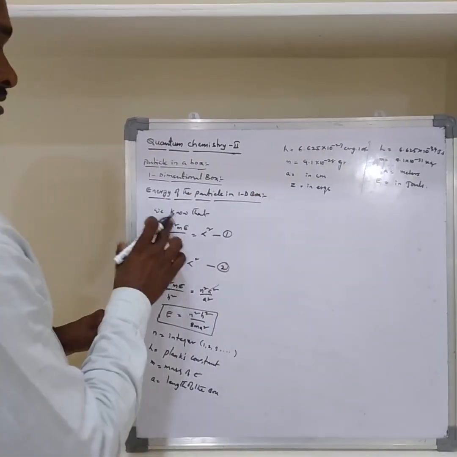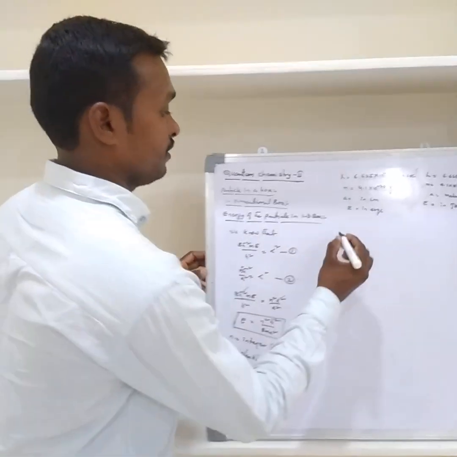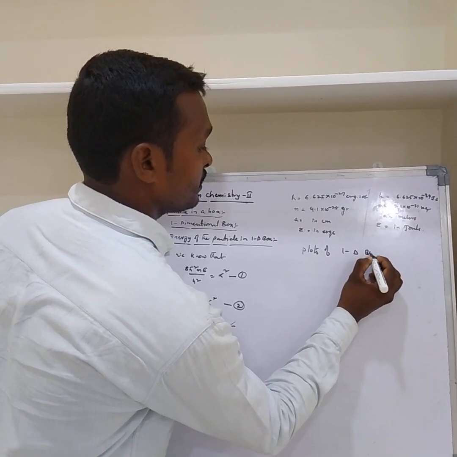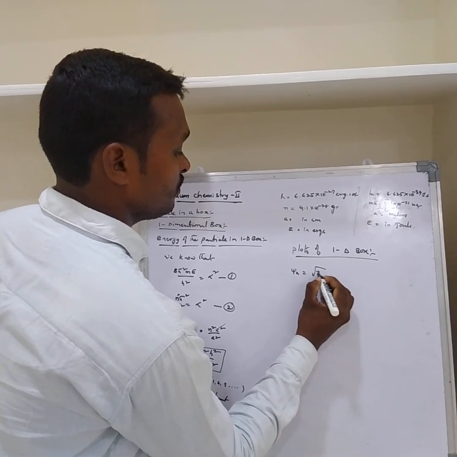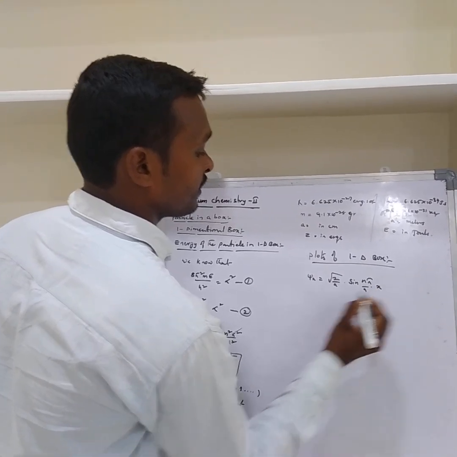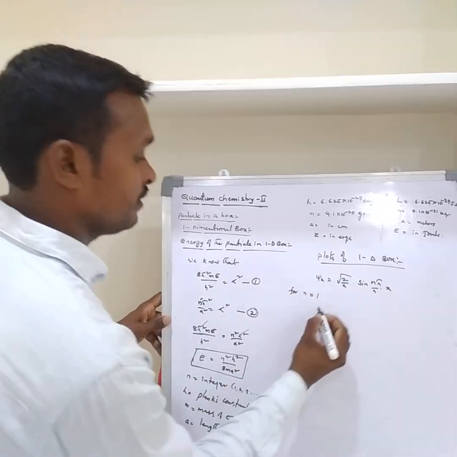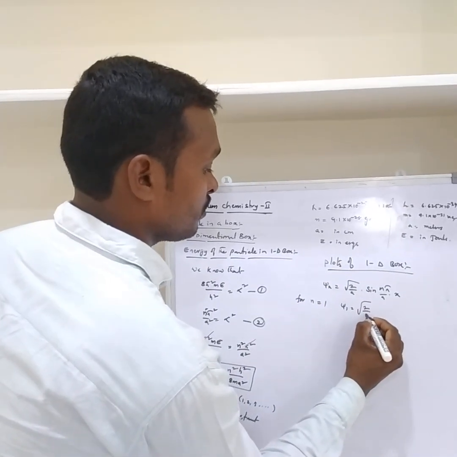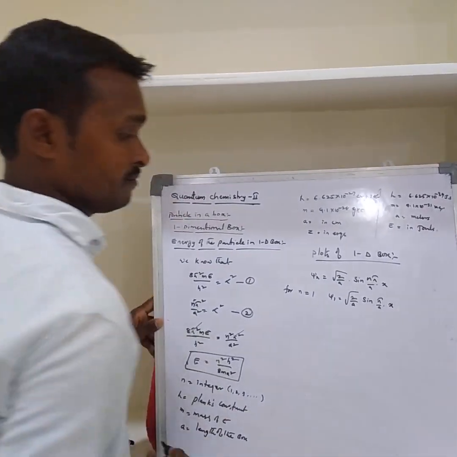So this is the calculation of energy of the particle moving in only one direction. The next topic is plots of the one-dimensional box. We already know the wave function equation, psi x equals root of 2 by a sin(n pi x by a). For n equal to 1, psi 1 x equals root of 2 by a sin(pi x by a).